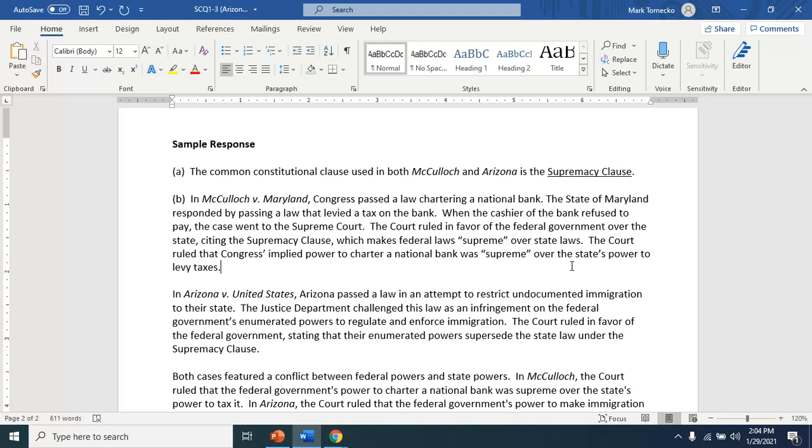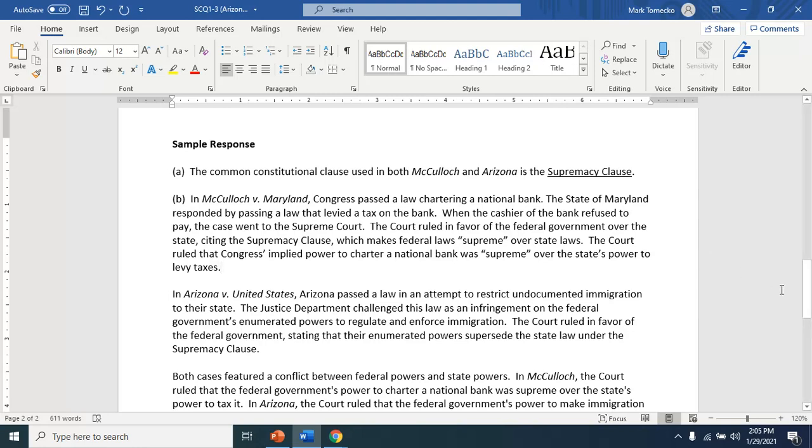Notice that this is a complete sentence. It's a simple sentence, and I even underlined the heart of the answer. Supremacy clause is what they're looking for, but we'd never want to write anything but complete sentences in an FRQ. So if you simply answer A, supremacy clause, you will not earn the point. You're not telling them the common clause in both. They don't know what that means, supremacy clause. You want a complete sentence, even one as simple as this.